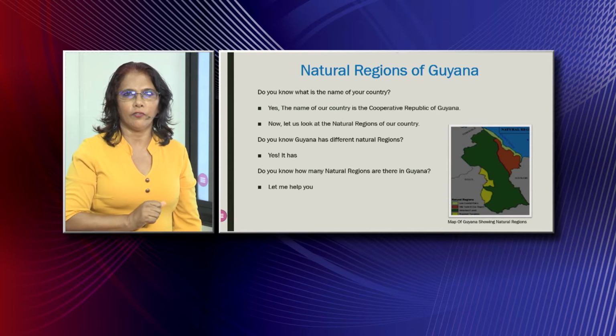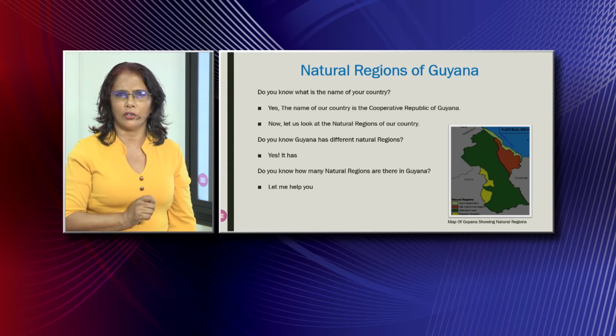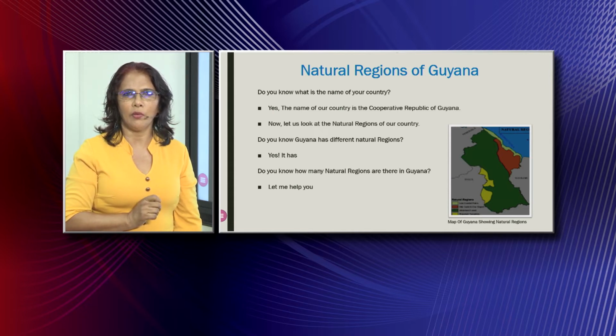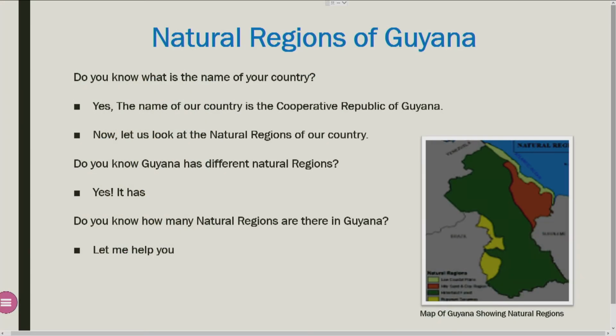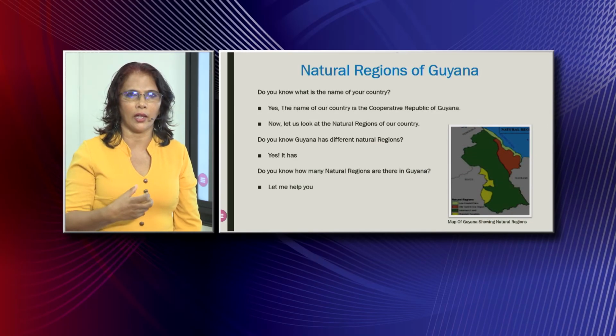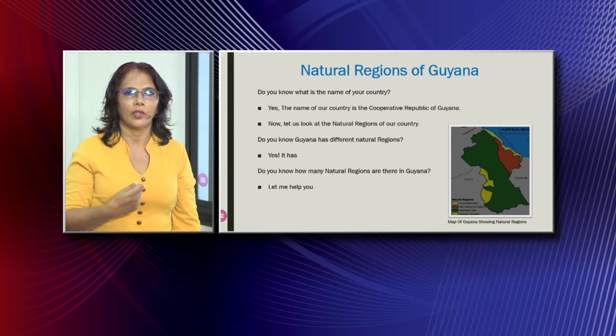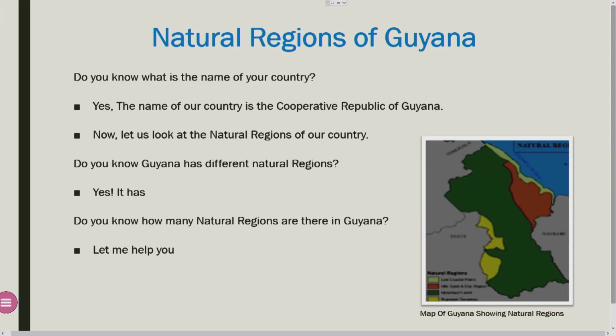Natural regions of Guyana. Do you know what is the name of your country? Yes, the name of our country is the Cooperative Republic of Guyana. Now let us look at the natural regions of our country. Guyana has 4 different natural regions. It is divided into 4 natural regions because each one has different features. Do you know how many natural regions are there in Guyana? Let me help you.